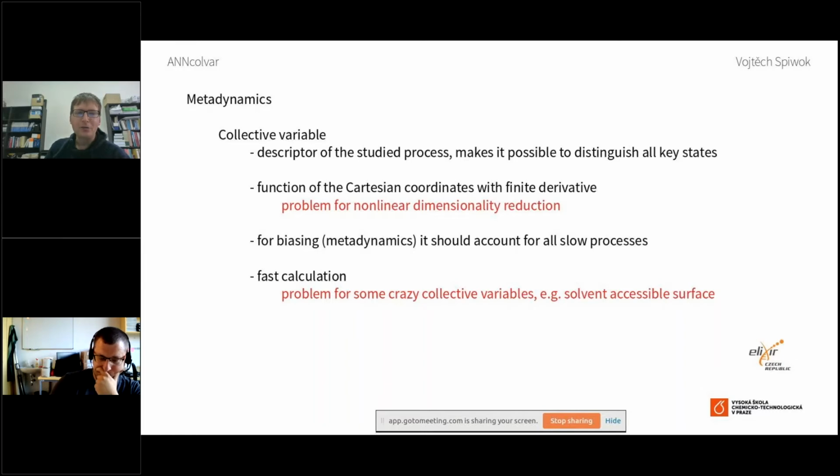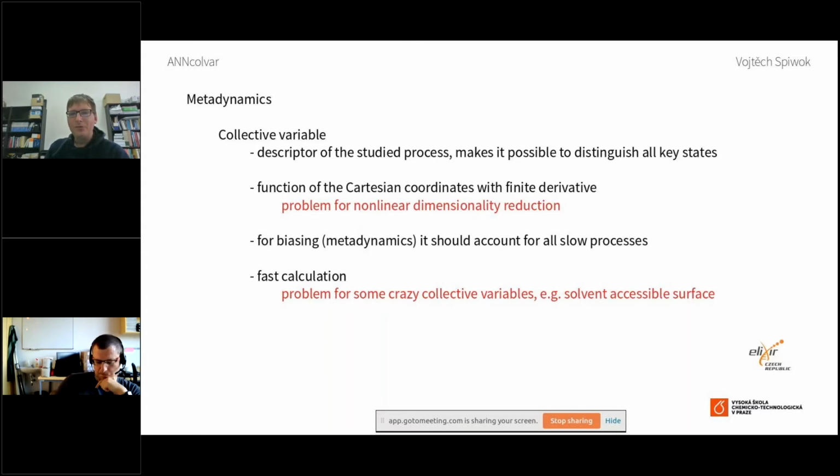For biasing or for metadynamics, it's necessary that the collective variable should account for all slow processes. So for example, for some complex conformational changes or for protein folding, it's difficult to achieve this by some simple geometric variables like distances or torsions or things like that. And it's necessary to calculate this collective variable quickly, because it's being calculated during the simulation in each step.